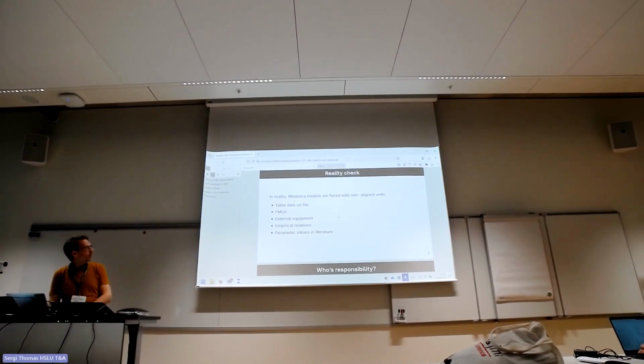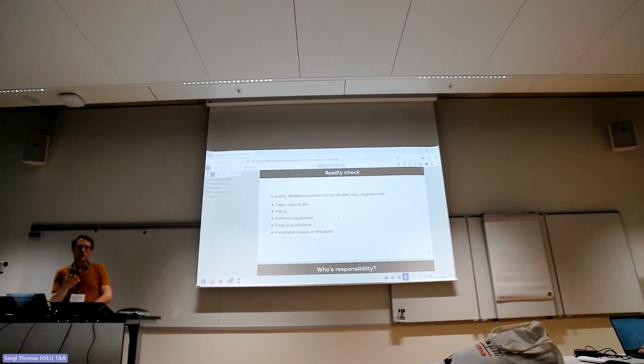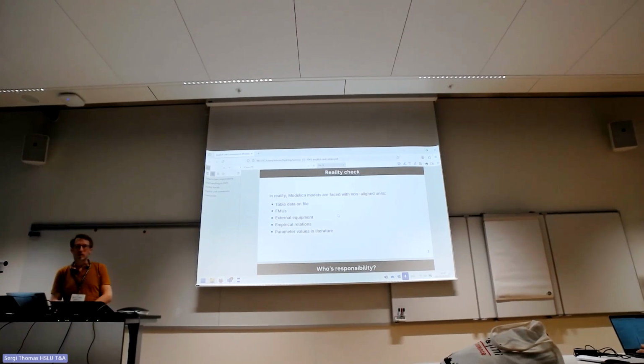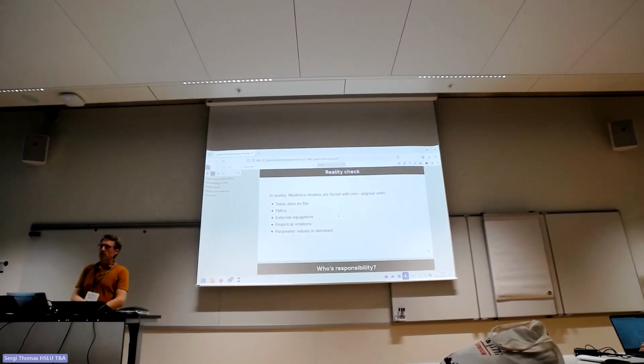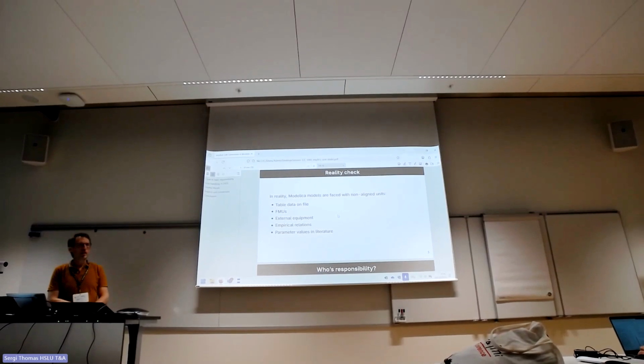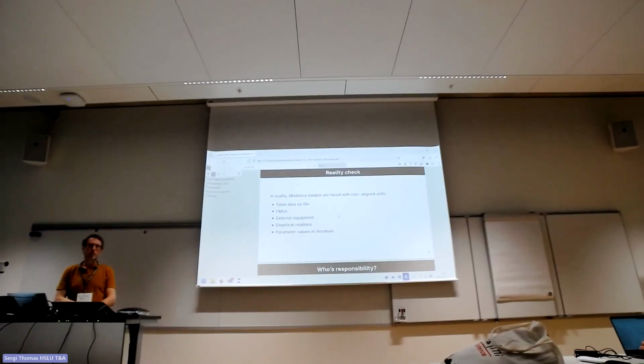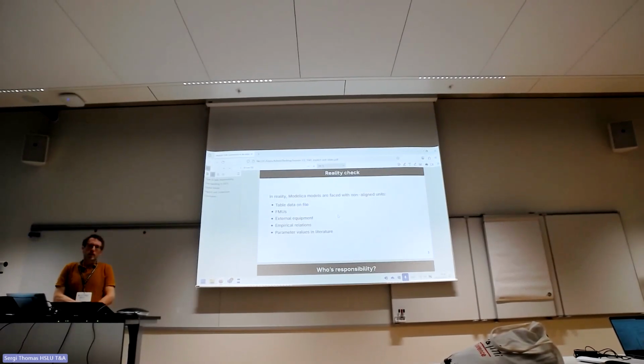Maybe we want our Modelica model to have an imported FMU embedded. That FMU is free to use non-aligning units for its variables. We may have some external equipment that we're talking to. We are reading data from it or writing signals to it. The manufacturer is probably deciding a particular choice of unit for us. We have only to hope that it is an unscaled SI unit.